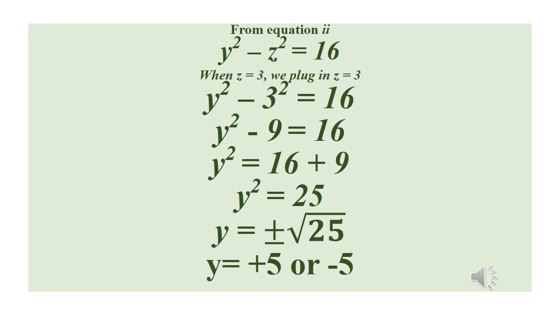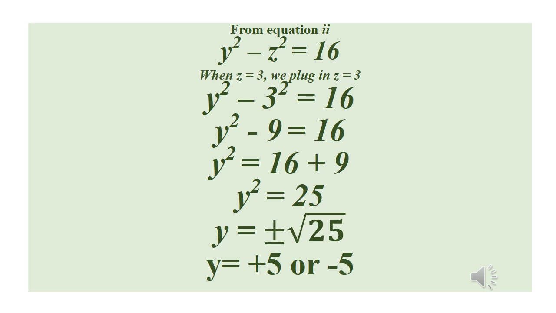So from equation 2, y squared minus z squared equals 16. So when z is 3, we can plug in the value of z to be 3. Then we can now find the value of y. So we have y squared minus 3 squared equals 16. So we have y squared minus 9, that is, 3 squared is 3 times 3, 9, equals 16.